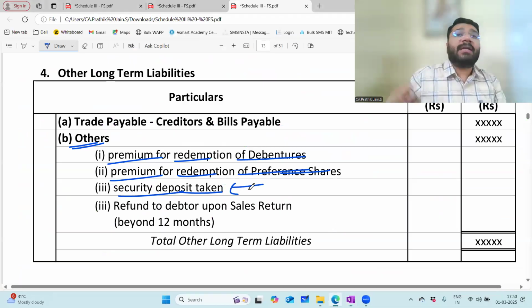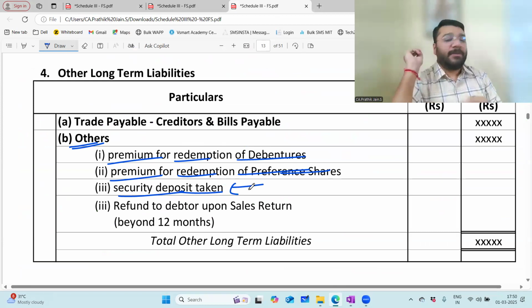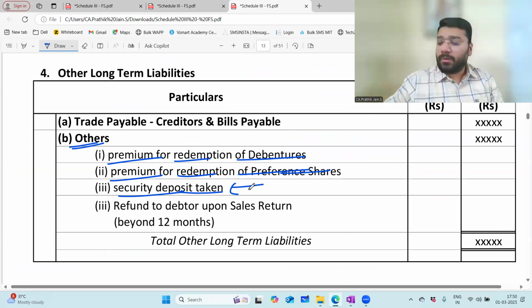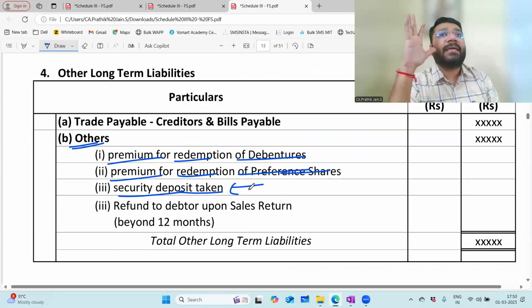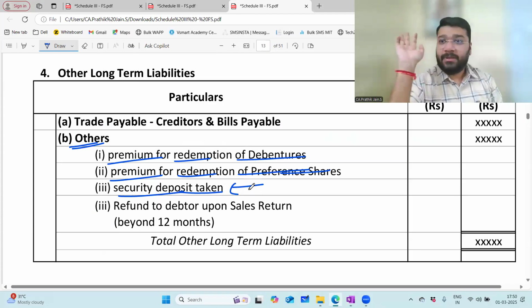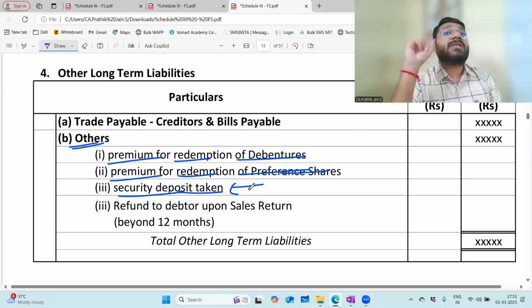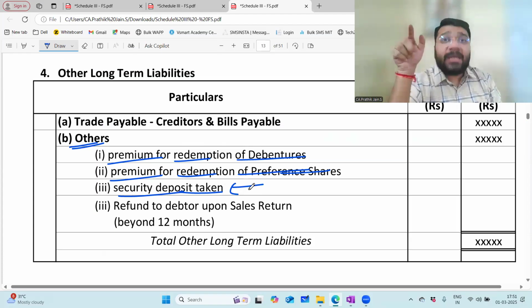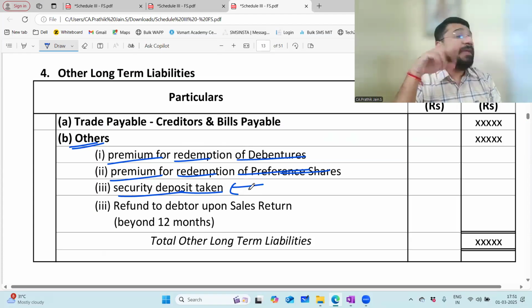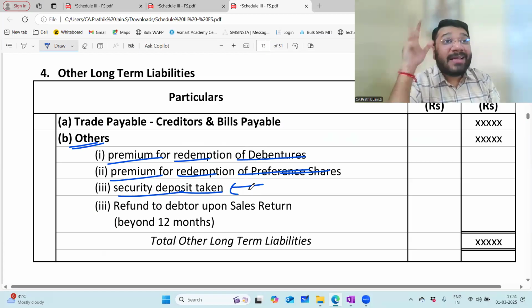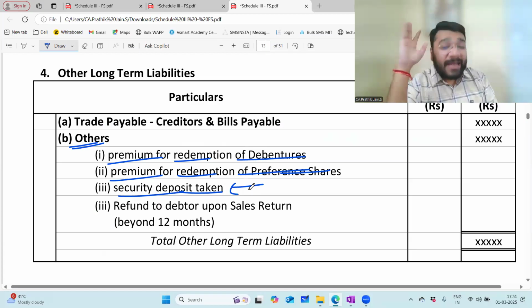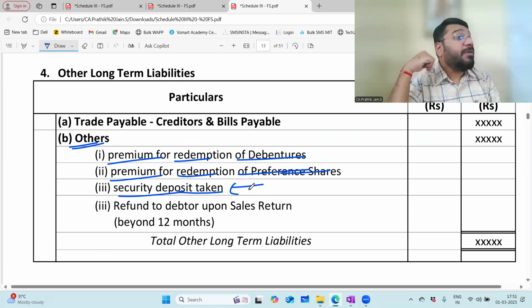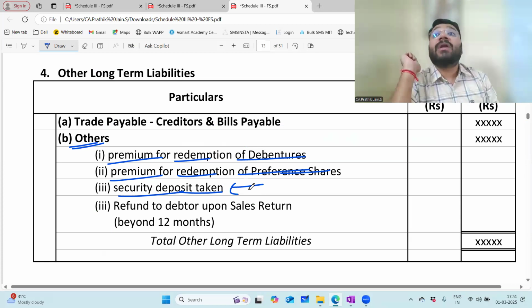Now, security deposit taken. Imagine, have you all seen a scenario where you're taking an EB connection? Let's suppose you're constructing a new house, you have to take an EB connection. Correct? When you take an EB connection, they will charge you some security deposit. They tell you to give a deposit amount. This deposit amount you have to pay to the EB department. The EB department will keep this deposit with them. And when will they give it back to you? When you surrender the connection. So whenever in future, after 10 years, 20 years, 40 years, 50 years, 100 years, whenever you surrender the connection, that time they'll give you the security deposit back.